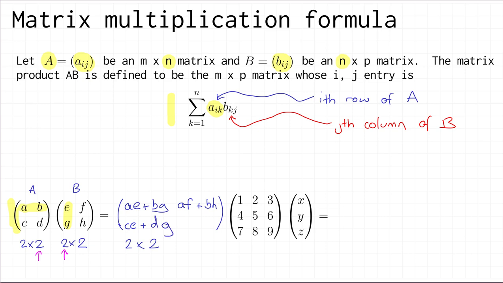That will be the 2, 1 entry, and if we want the 2, 2 entry, then we will multiply the second row of A and the second column of B. So we'll get CF plus DH. Okay, so there's a general expression for the product of any two 2x2 matrices. So let's try another example now.